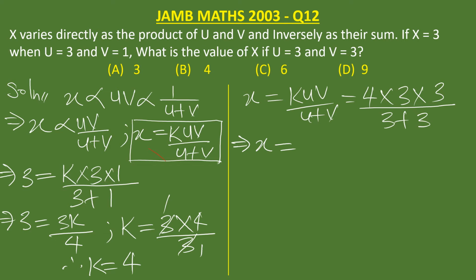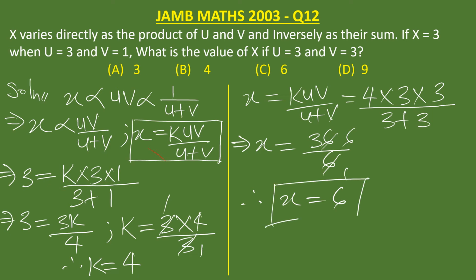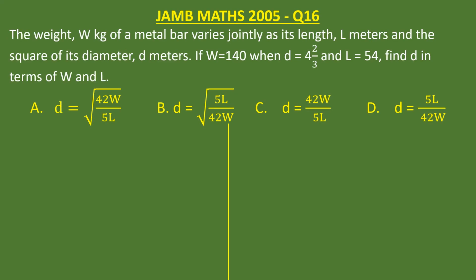So from here we have that x is equal to 4 times 3 times 3. 4 times 3 is 12. 12 times 3 is 36, over 3 plus 3, which is 6. So we already have that x is equal to 36 over 6. So what can go? 6 can go. 6 here 1, 6 here 6. Therefore our x is equal to 6. Do we have that in the options? Let's look. Yes, option C is the answer.